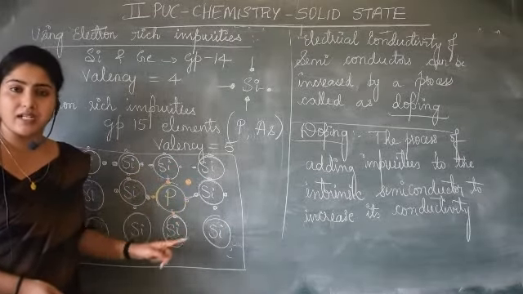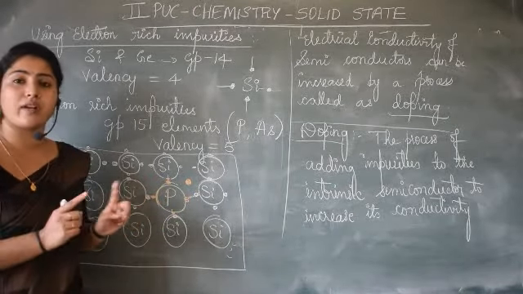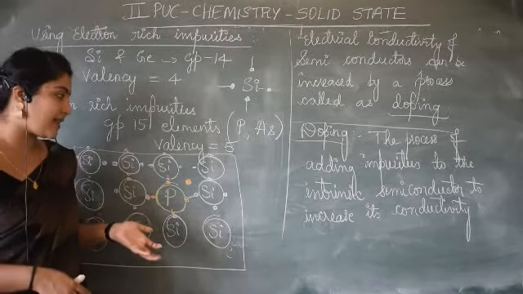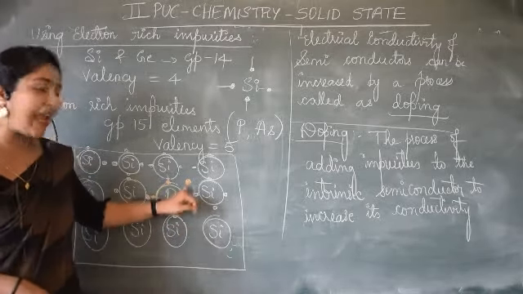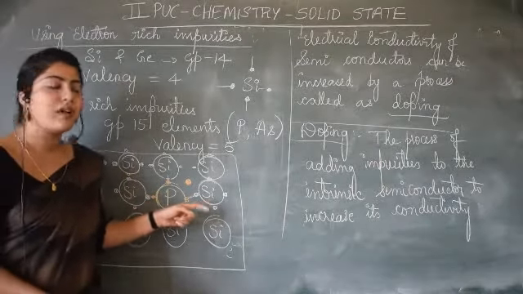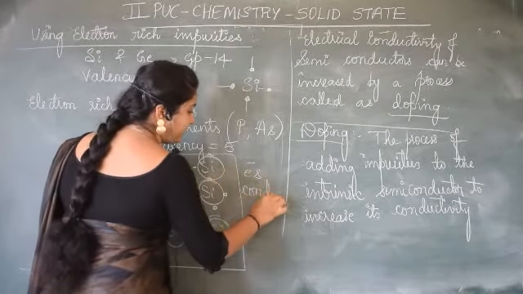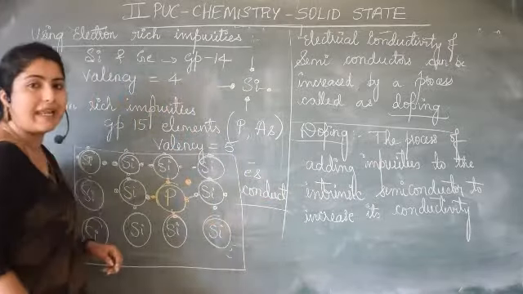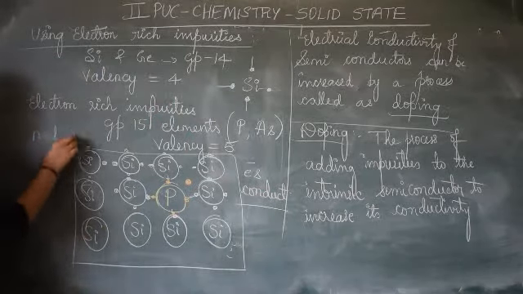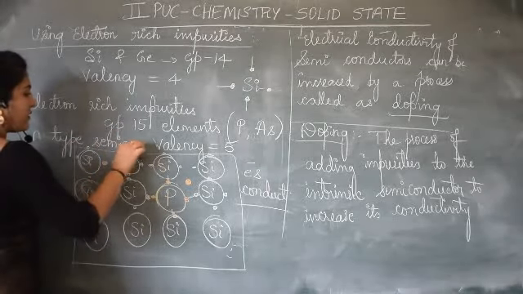Now this semiconductor is called an extrinsic semiconductor. It is no more intrinsic, it is extrinsic, and the charge carrier is the electron. Now electron is conducting, isn't it? Conduction is due to electrons. Such a semiconductor is called an N-type semiconductor.